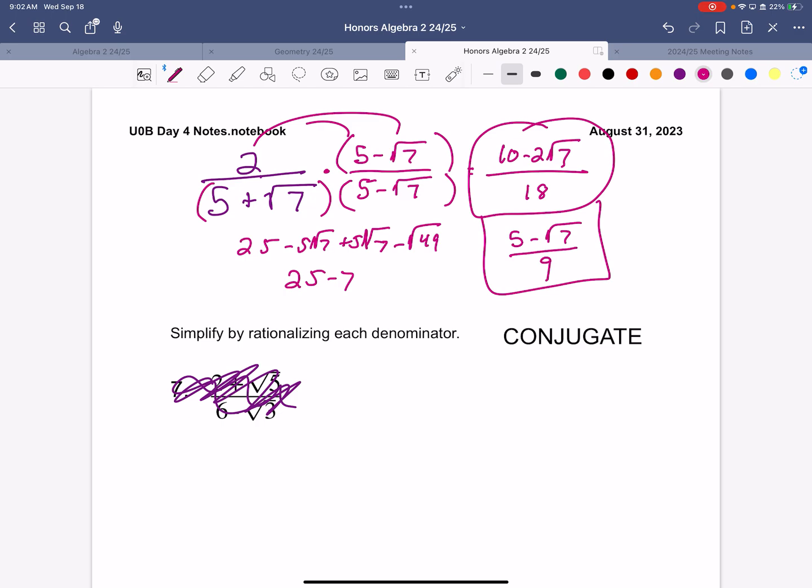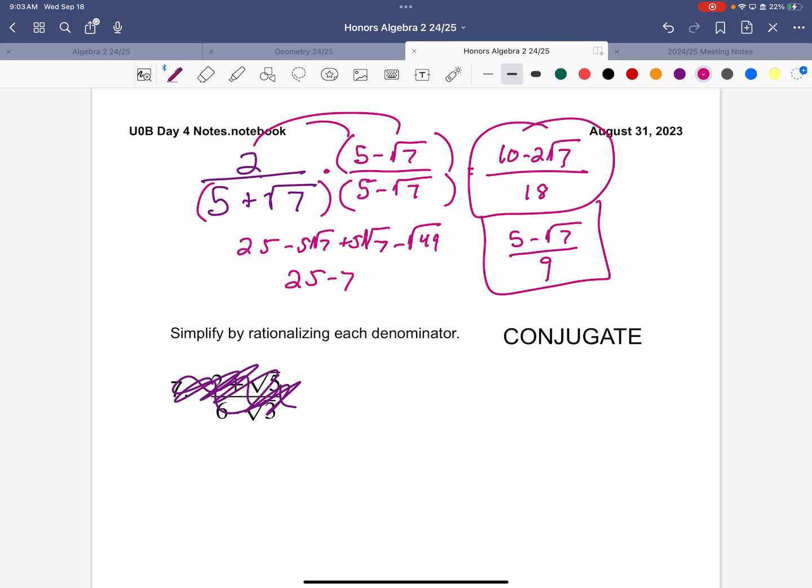So that was rationalizing the denominator by single term. Remember, if it's a single term, just multiply the numerator and the denominator by whatever the radical is. If there's 2 terms, the conjugate. The conjugate: leave the number the same, change the sign of the radical.